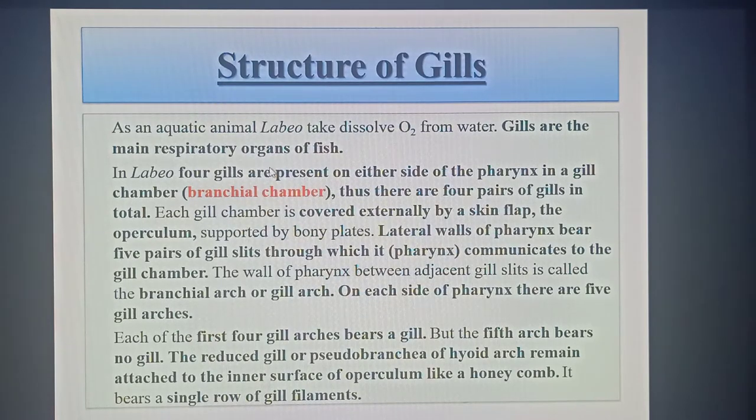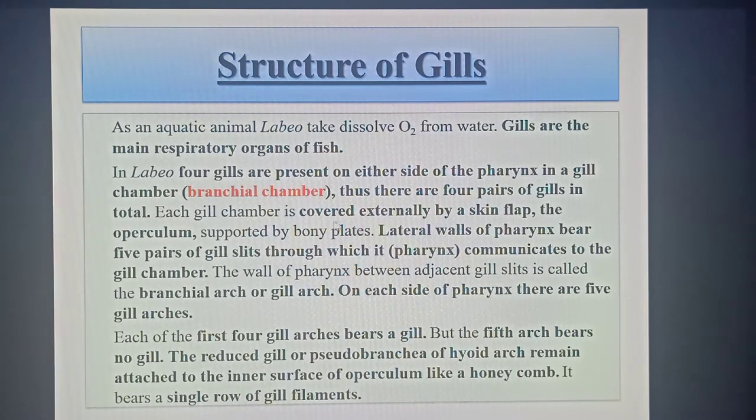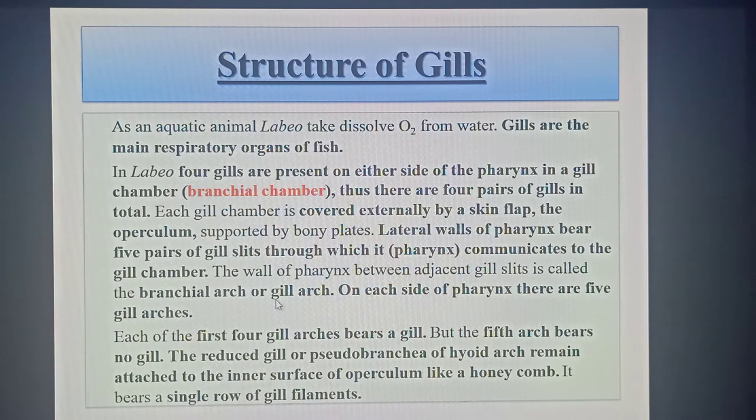Each gill chamber, that is the branchial chamber, is covered externally by a fold of skin called the operculum. The operculum is supported by bony plates. The lateral wall of the pharynx of Rohu fish bears five pairs of gill slits through which the pharynx communicates with the gill chamber. The wall of the pharynx between adjacent gill slits is called the branchial arch or gill arch.